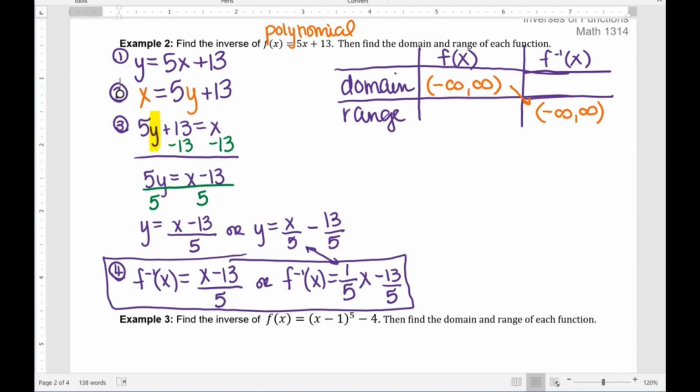Now our inverse, even though it looks kind of icky, does not have any radicals. It does not have any exponents other than the one. It doesn't have any variables in the denominator. This guy is another polynomial. It just looks a little different, but that's okay. And because he's a polynomial, we know the domain is negative infinity to positive infinity, which means that the range of the original is also negative infinity to positive infinity.